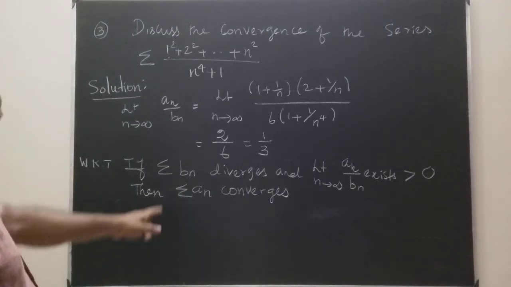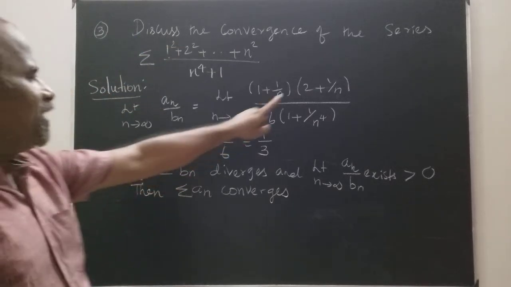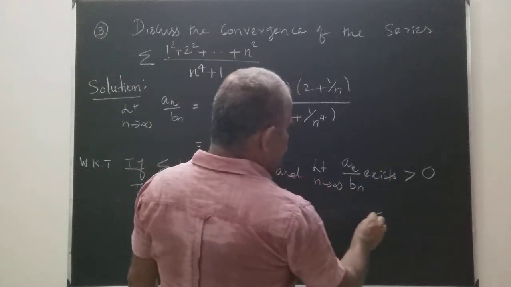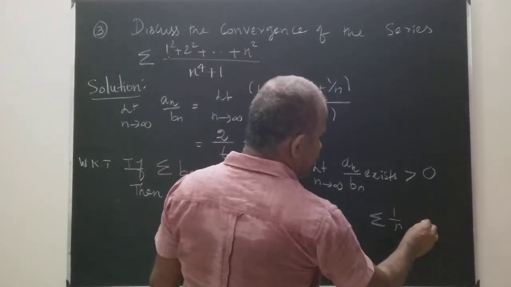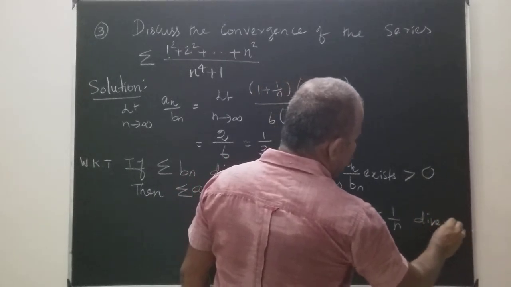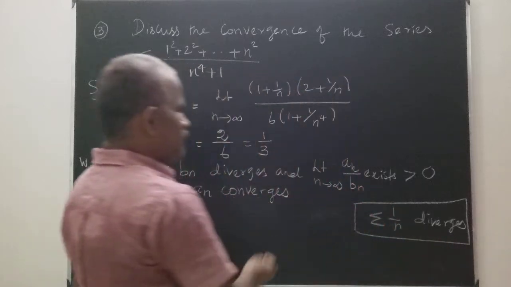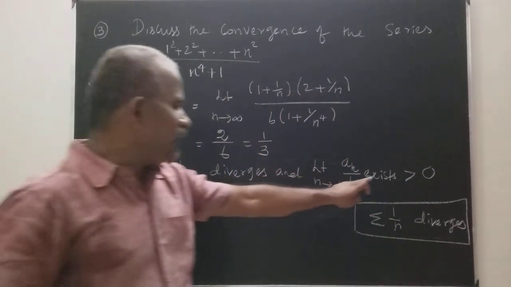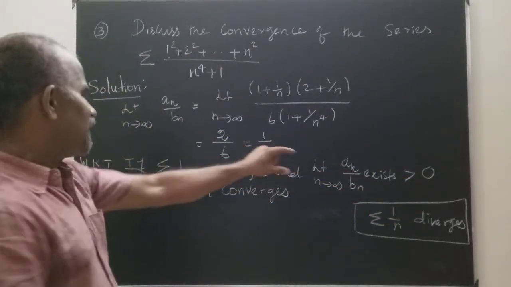So you apply it here. What is an? An is this. What is bn? Bn is 1 by n. So what is sigma bn? Sigma 1 by n. Sigma 1 by n diverges. We know that sigma 1 by n diverges. So therefore sigma bn diverges. The limit exists. The limit is 1 by 3, which is also greater than 0. So two conditions are satisfied.